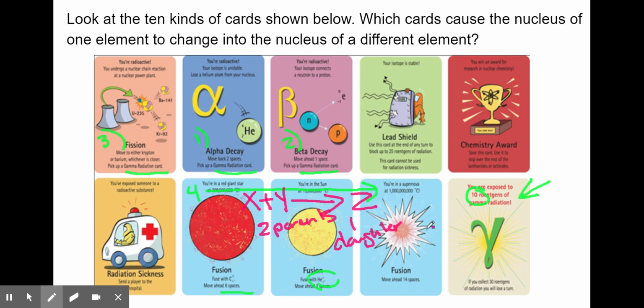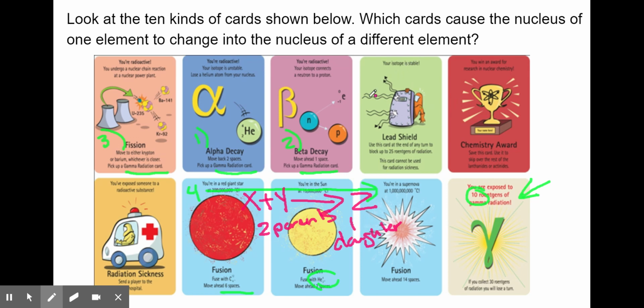We have another fusion reaction, and this is a supernova. The temperature is insanely high here, okay? And this tells you to move ahead 14 spaces. So we see instances where we move ahead 6 spaces, 2 spaces, 14 spaces, and take a look. Where can we say that fusion is going to occur? In outer space, right?